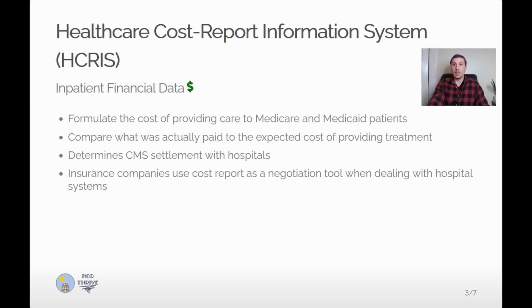Like I was saying, HCRIS stands for Healthcare Cost Report Information System. Basically, its purpose is to find out how much it costs hospitals to give care to Medicare and Medicaid patients. So compare what was actually paid to the expected cost of providing treatment. It determines how much money the hospitals will get reimbursed from CMS. And then there are many other uses as well. Private insurance companies use Medicare rates as a starting point and then negotiate with systems above and beyond that.